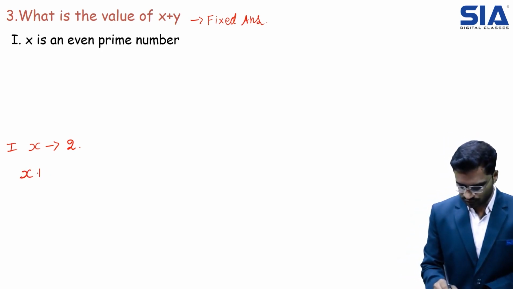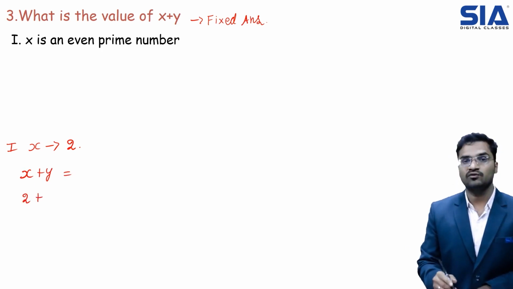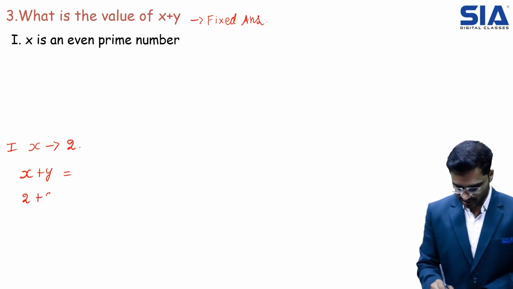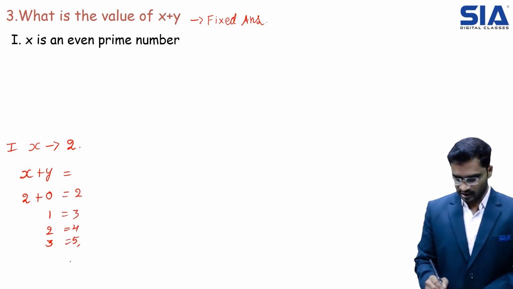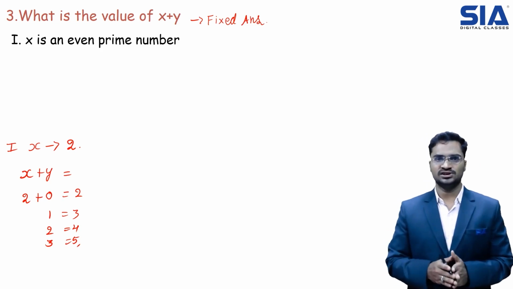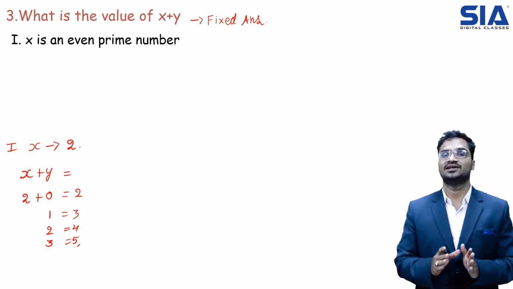So x plus y we have to achieve. Here the x value is fixed, but the y value is not fixed. The y value can be 0, 1, 2, 3, and so on. Are we getting a fixed answer for this? No, we are not getting. So statement 1 alone is not sufficient to answer this question.